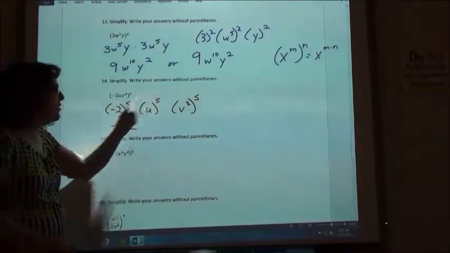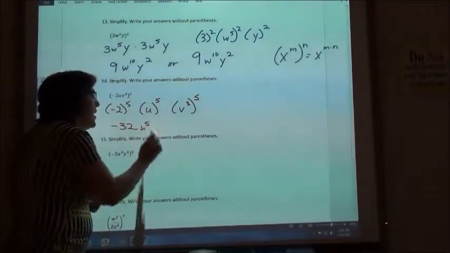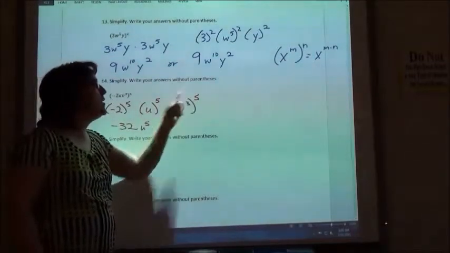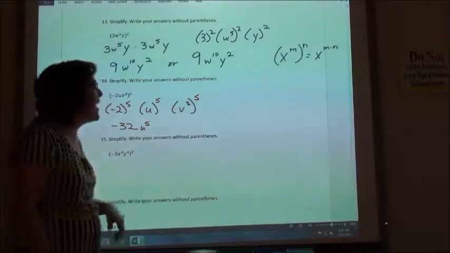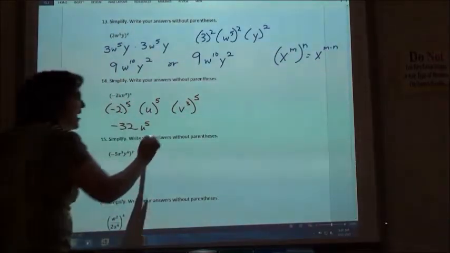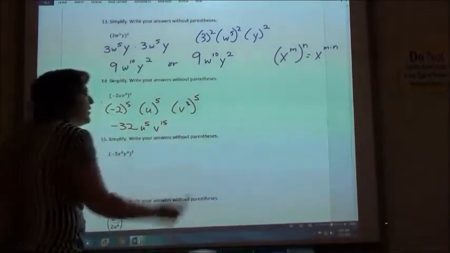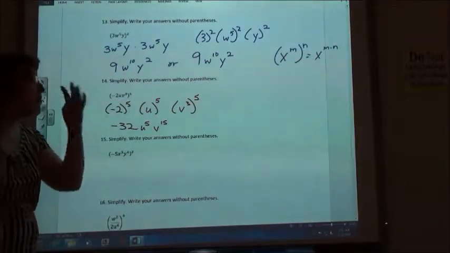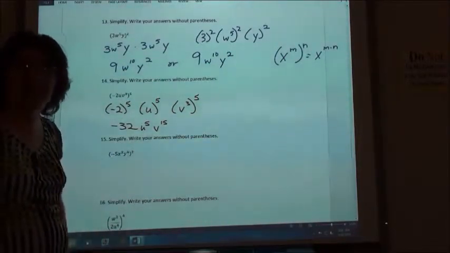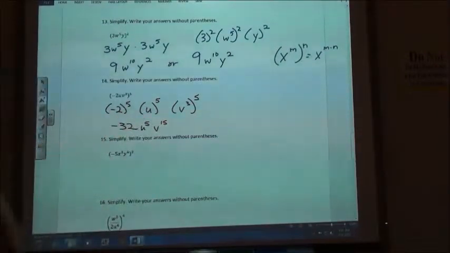Here I have u to the fifth power. And then here I have v to the third raised to the fifth power. My shortcut is that I can just multiply those exponents. 3 times 5 gives me v to the 15th. Because I do v to the third, v to the third, v to the third, v to the third, and v to the third. 5 of them would give me 15.